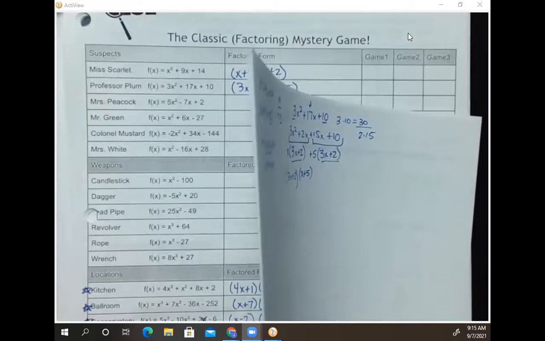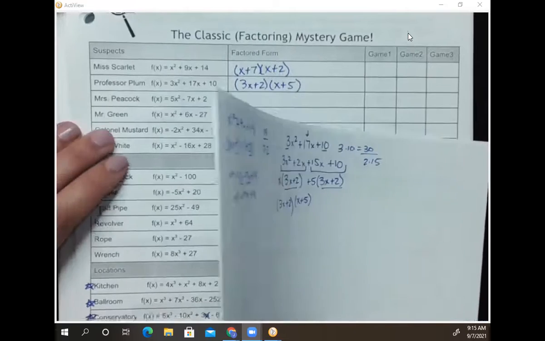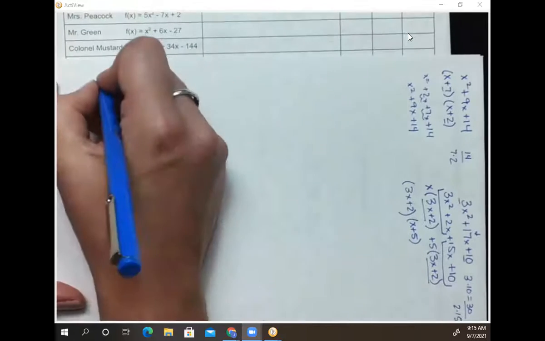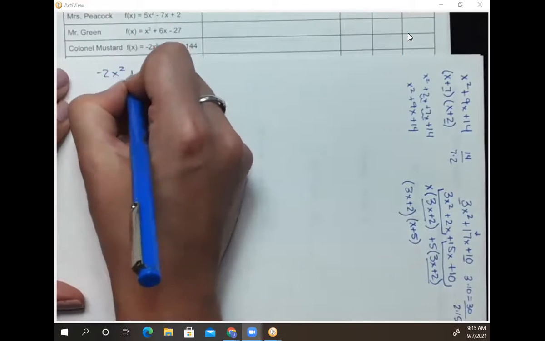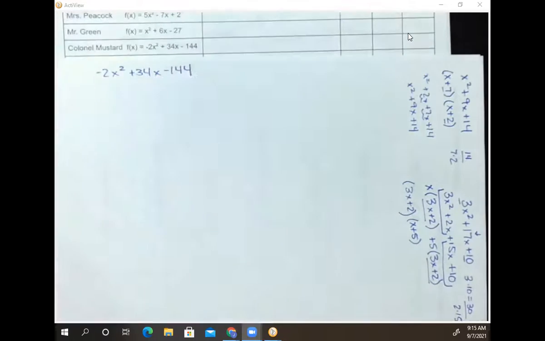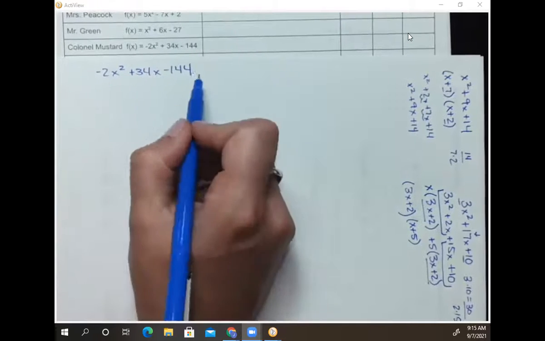Let's take a look at one more. Let's take a look at this guy here. Negative 2x squared plus 34x minus 144. What's the first thing I want to do with any factoring problem? First thing I want to look for. Look to see if there's a greatest common factor. Look for a GCF. Do I have a GCF here?